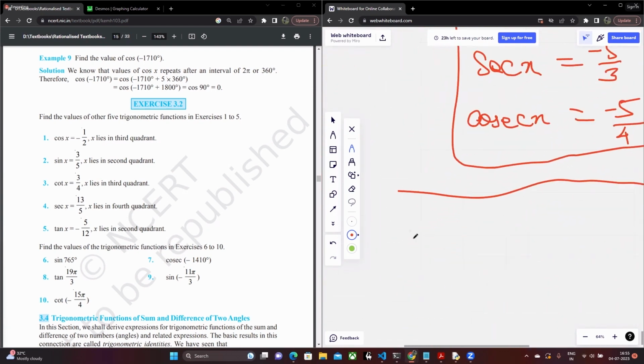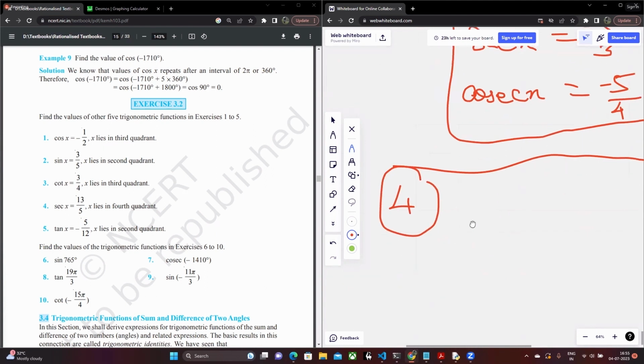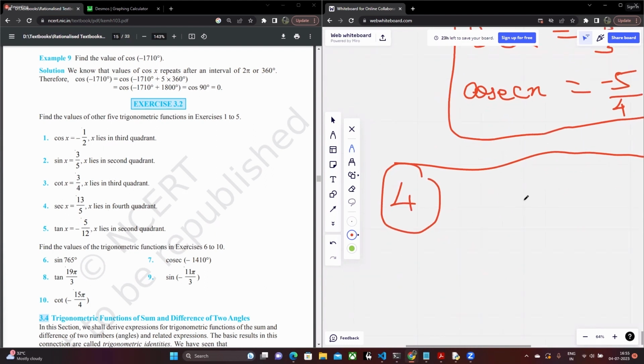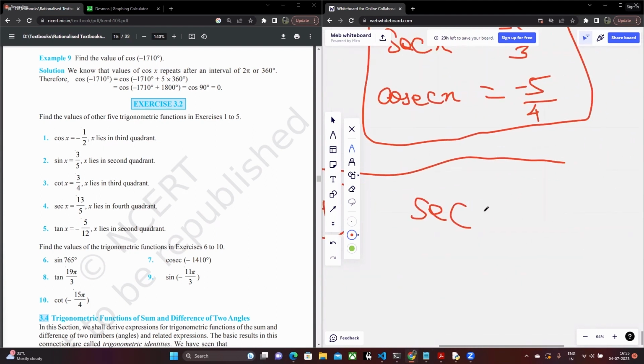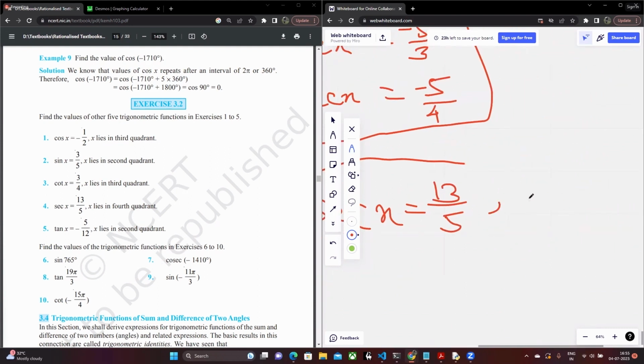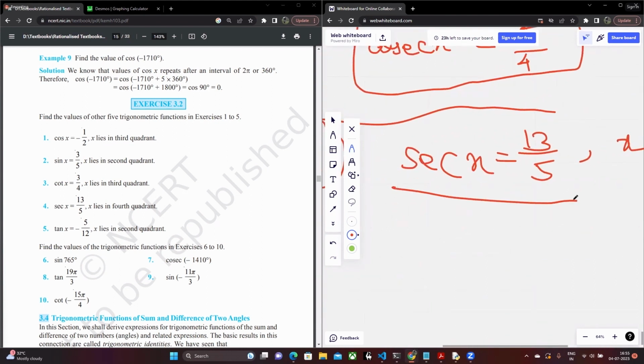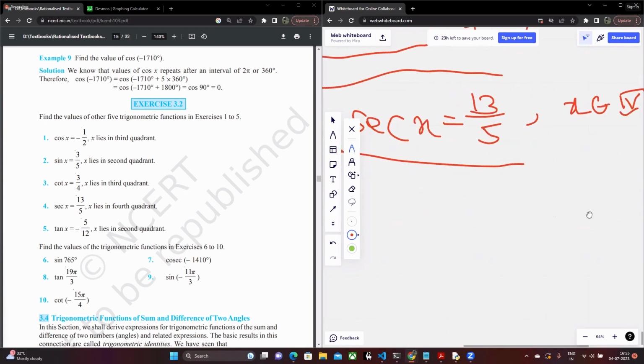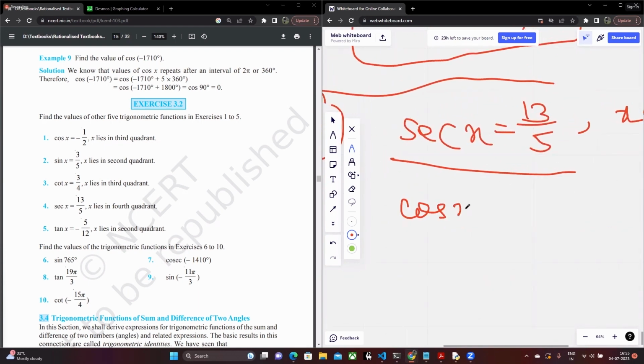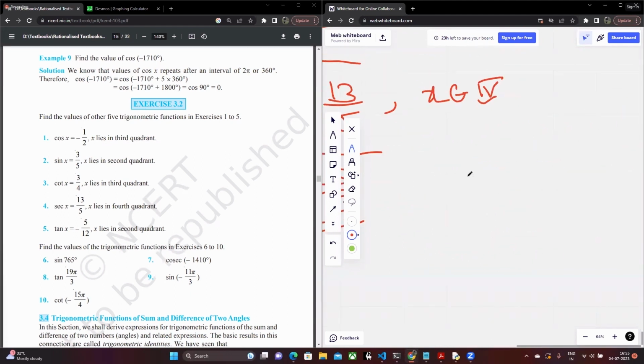Part number 4. Secant x is 13/5, and x lies in the fourth quadrant. Since secant x is 13/5, you can basically state that cos x is 5/13. That means you can build your Pythagorean triplet from here. This is 5, this is 13. That means that this side is 12.